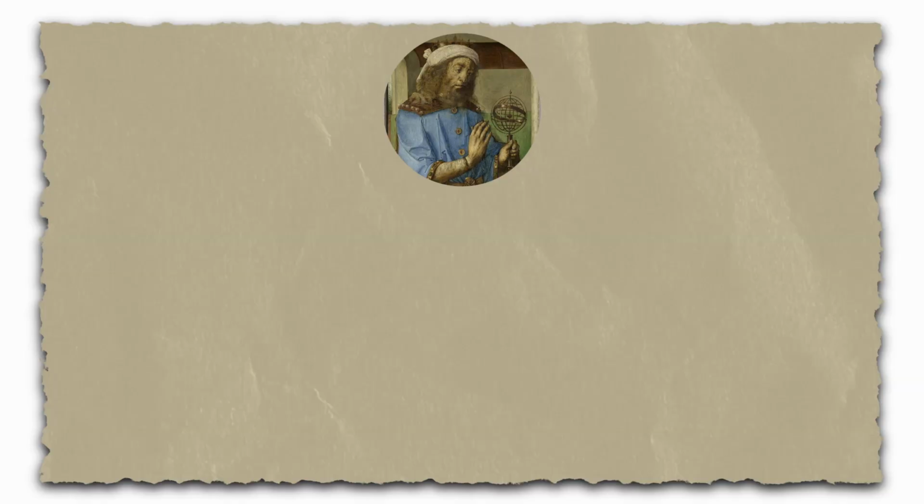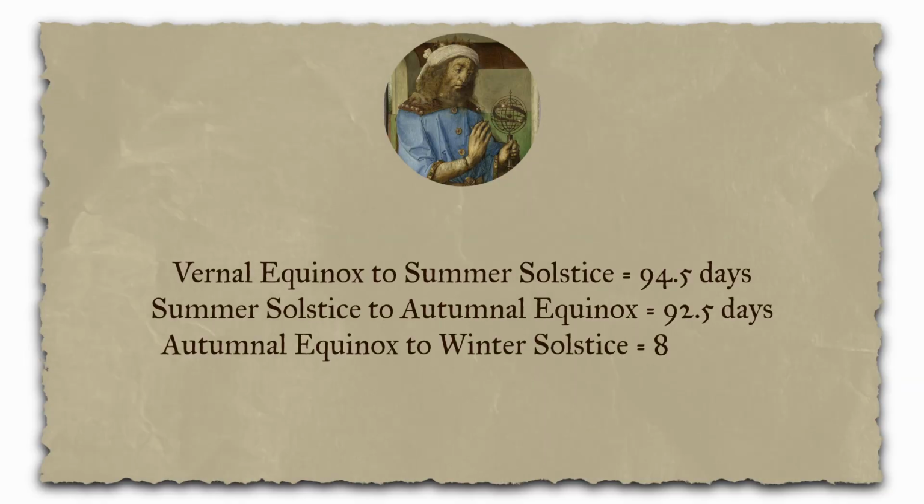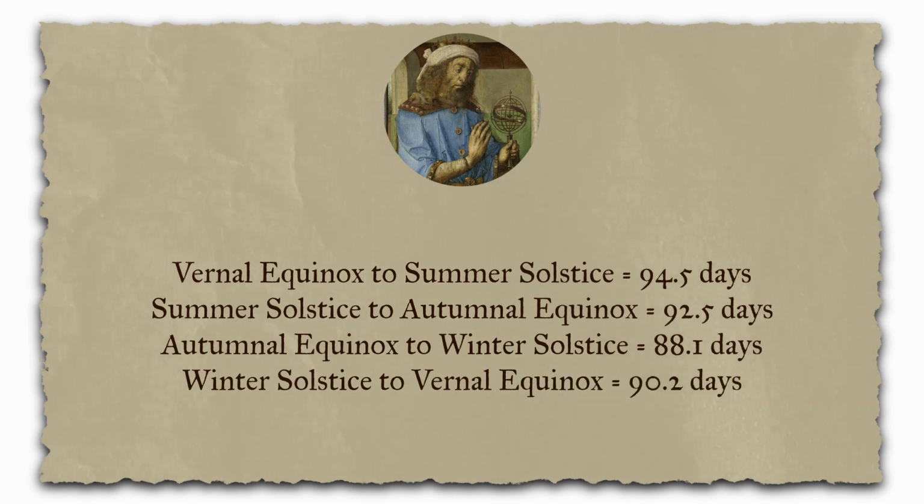His key observation here is that the time between each successive solstice and the subsequent equinox are not equal. Ptolemy notes that the amount of time from the vernal equinox to the summer solstice he observed to be 94.5 days. From the summer solstice to the autumnal equinox was 92.5 days. From the autumnal equinox to the winter solstice was a bit over 88 days. And from the winter solstice to the next vernal equinox was just over 90 days. But how did he determine this?